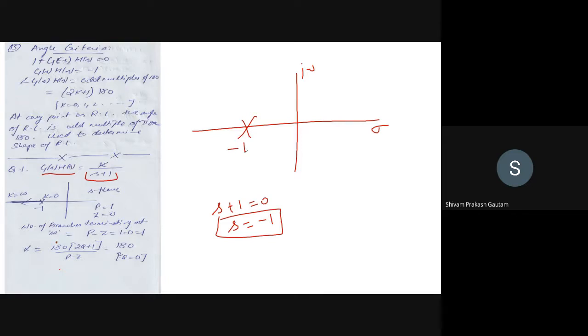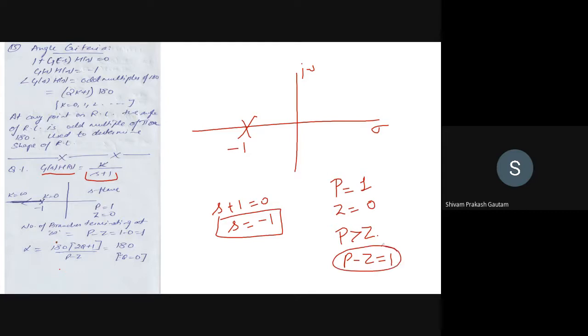Now here you can see, how many number of poles are there? Number of poles is 1. How many zeros are there? The number of zeros is 0. How many branches will terminate at infinite? Here p is greater than z, that is p minus z is equal to 1. So one branch will terminate at infinite.